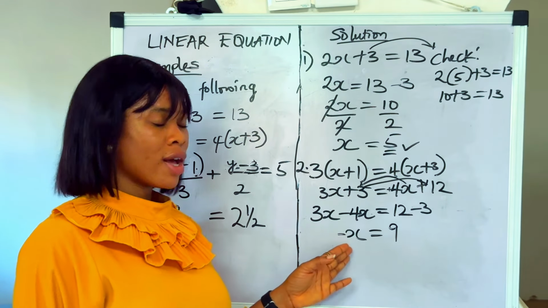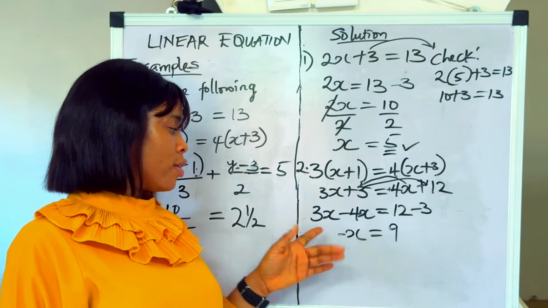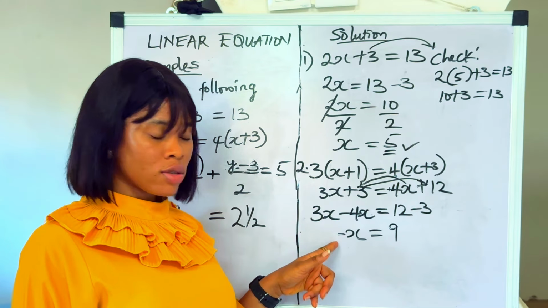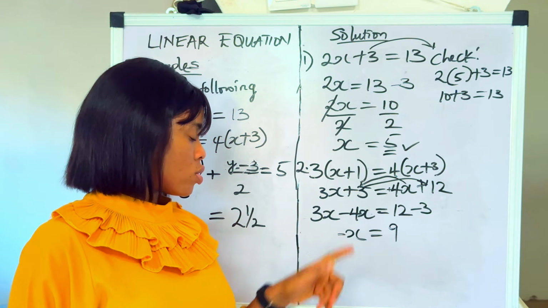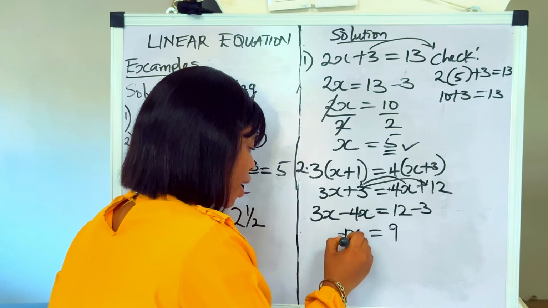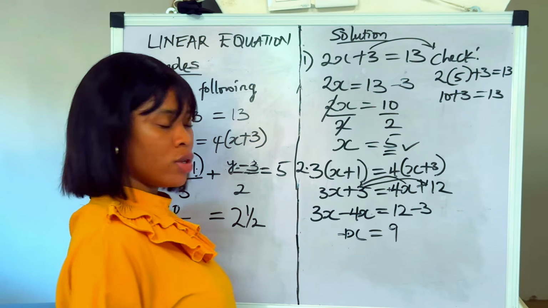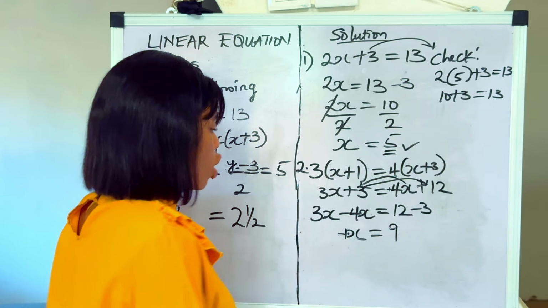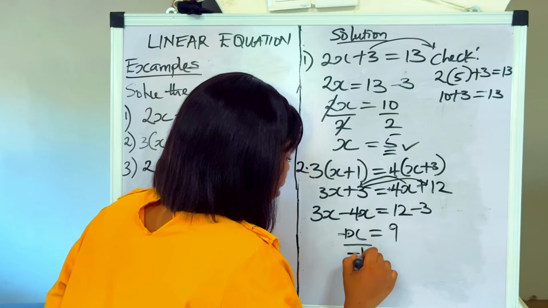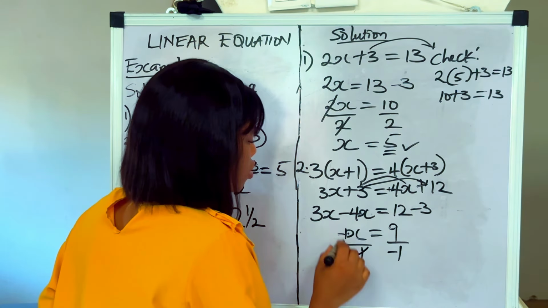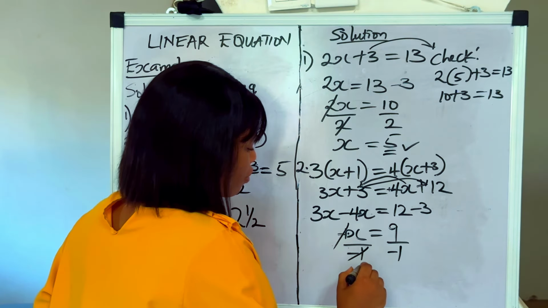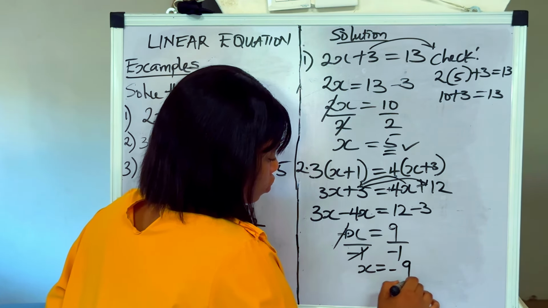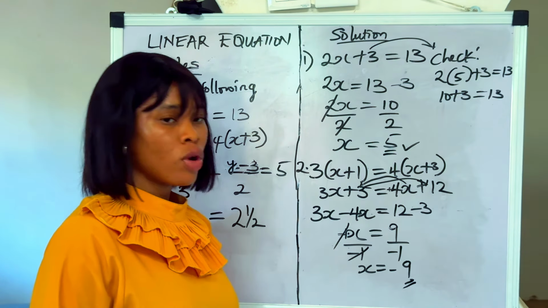Now we can't say this is our final answer. Why? Because x is still carrying something, which is an invisible minus 1. And so we need to get rid of that minus 1 because we need x to stand alone. So we divide both sides by minus 1. So that minus 1 cancels minus 1. We're left with x equals minus 9. So this is the value of x.